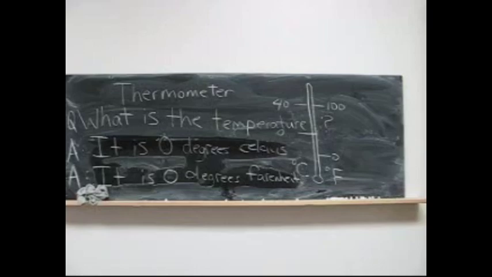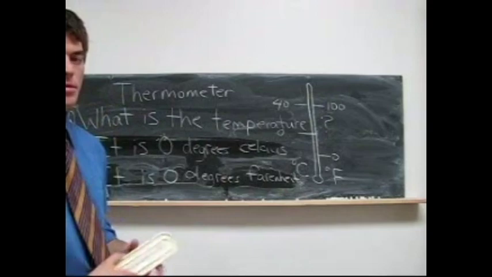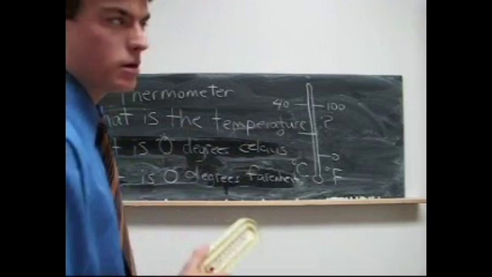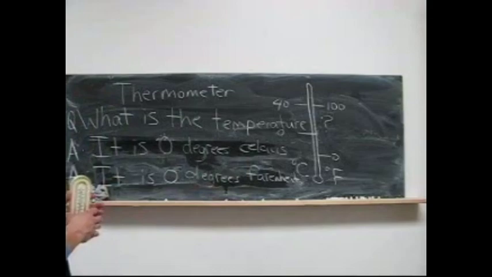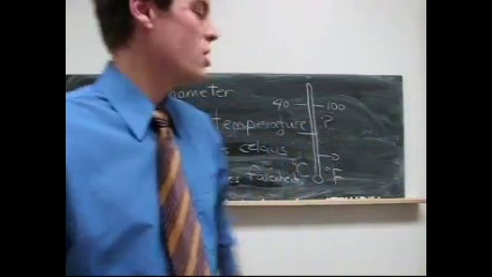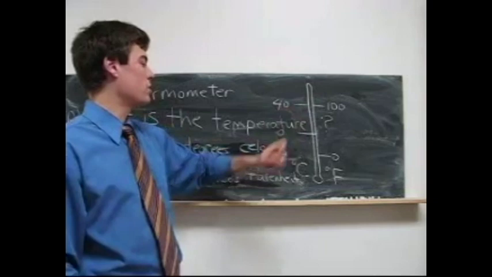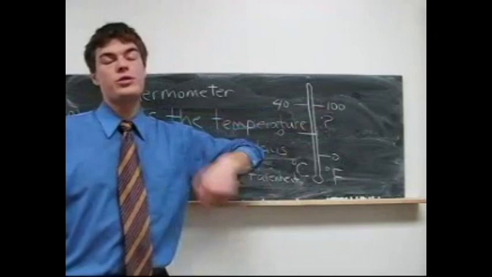Now that is the thermometer. Let's review. What is this? It is a thermometer. What does the thermometer do? The thermometer measures the temperature or heat. What is the temperature? The temperature is 40 degrees Celsius. What is the temperature? The temperature is 0 degrees Fahrenheit. What is the temperature? The temperature is 100 degrees Fahrenheit.